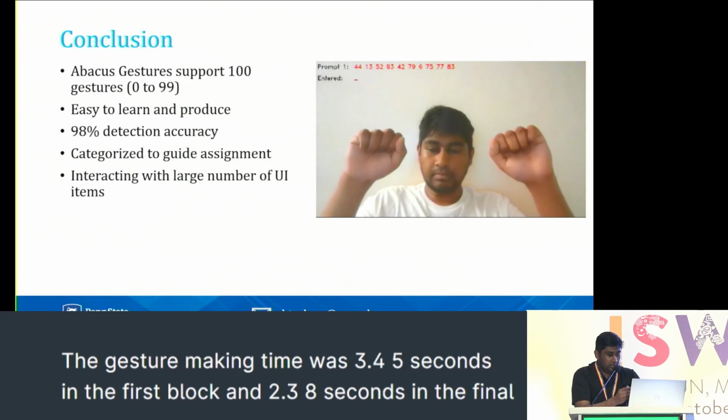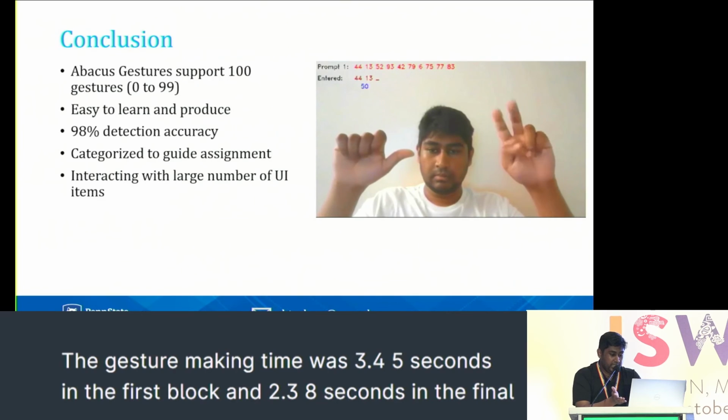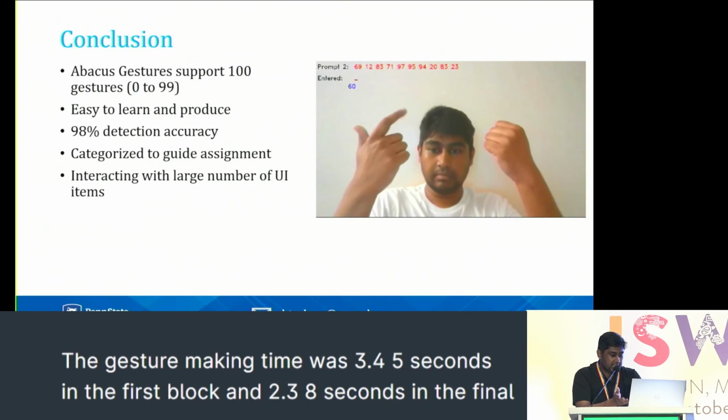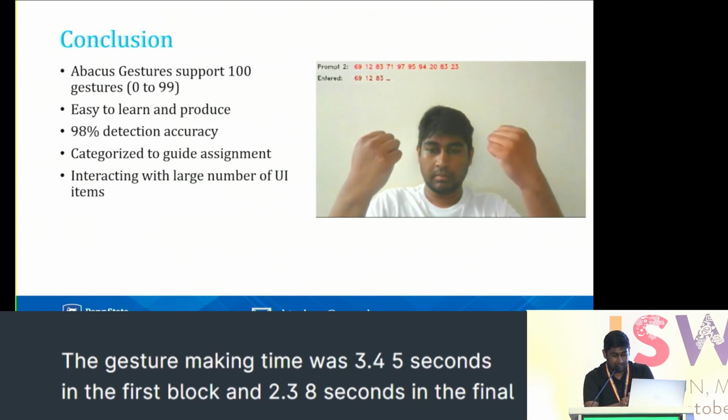In conclusion, we support Abacus gestures using the Finger Abacus metaphor that supports 100 gestures. This can be learned very quickly, and we detected with 90% accuracy. We categorize the gestures that can be used for a large number of UI items for media interaction. Thank you, and I'm happy to take any questions.